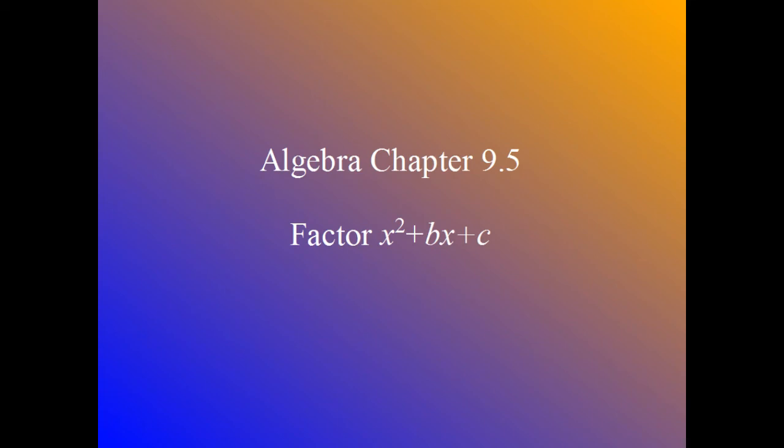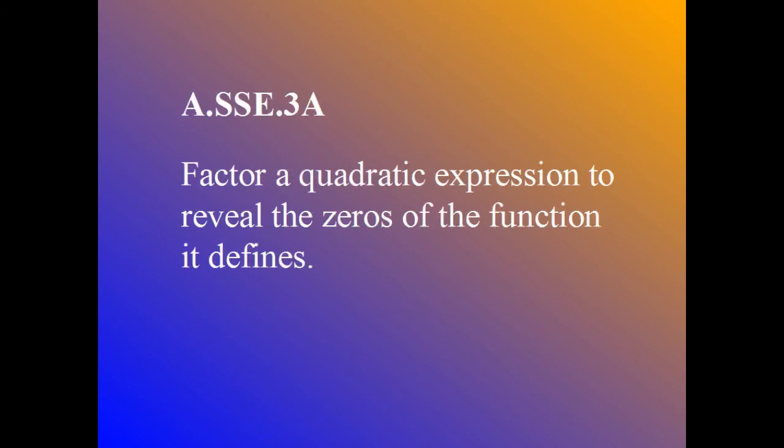So you're going to get a quadratic, which is something that looks like x squared plus bx plus c. And what we're going to do is reverse it. We're going to turn it into two binomials. So here's the standard that we're going to do. We're going to factor quadratic expressions to reveal the zeros of the function that it defines. And we are going to go through this about 3 different times and escalate the levels of difficulty.